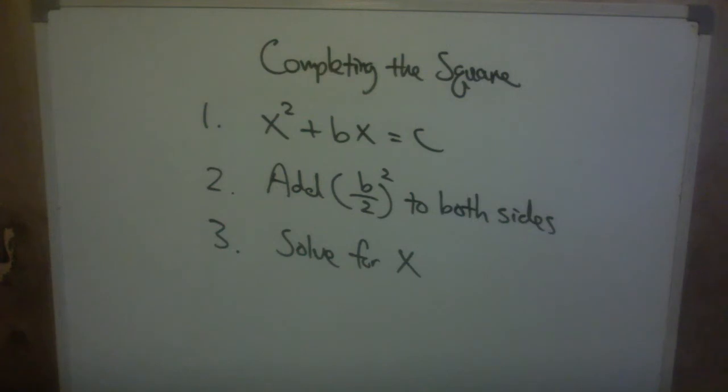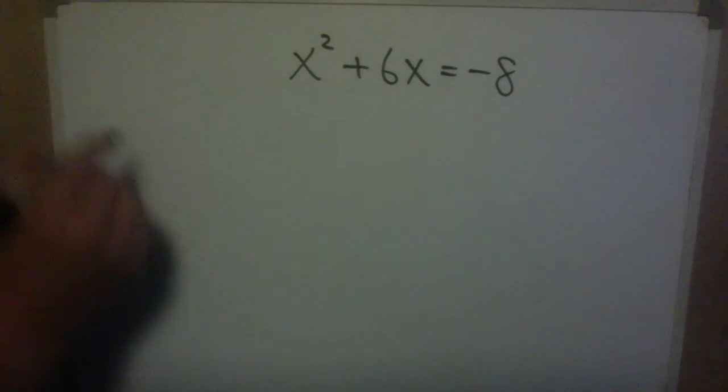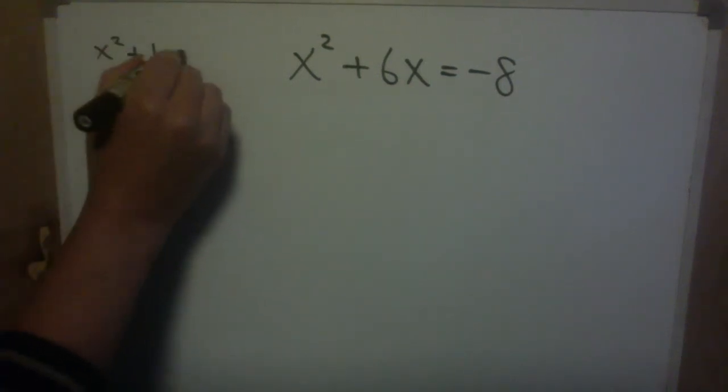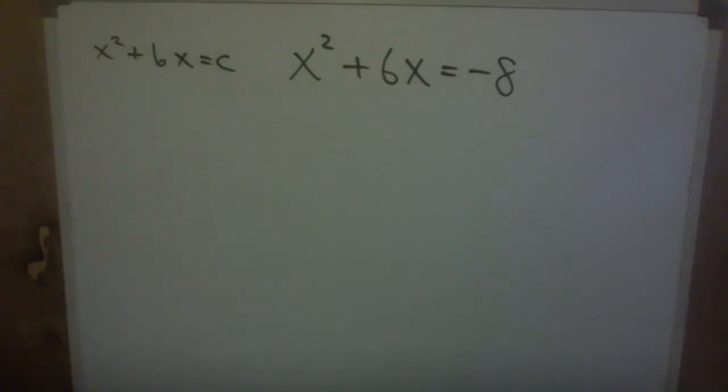Okay, so let's look at an example. We have x squared plus 6x equals negative 8. So this is already in the form x squared plus bx equals c, right? So we can just go ahead with completing the square.